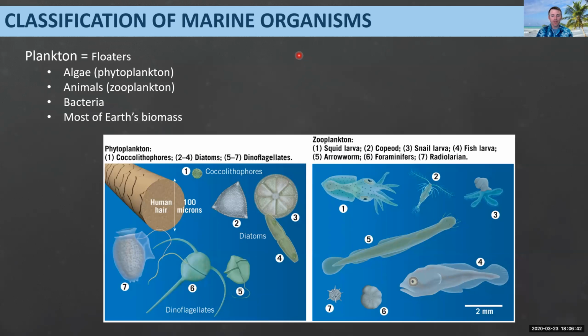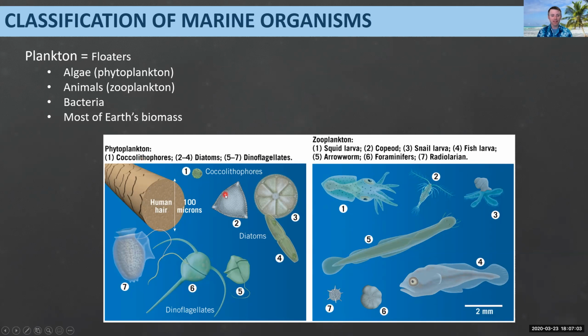All right, so there's a couple of classes of critters that you need to know about. The first one is called plankton. And so plankton are just these things that float along. So they cannot swim across the ocean by themselves. They just float. So here's a human hair for scale. There's 2 millimeters for scale down there.